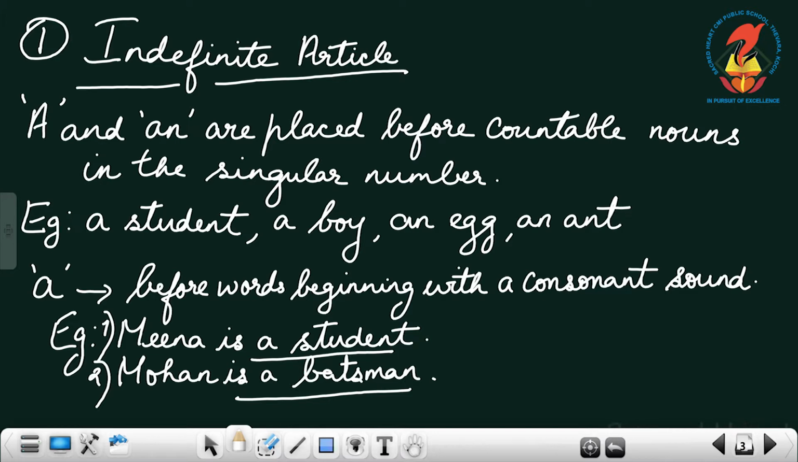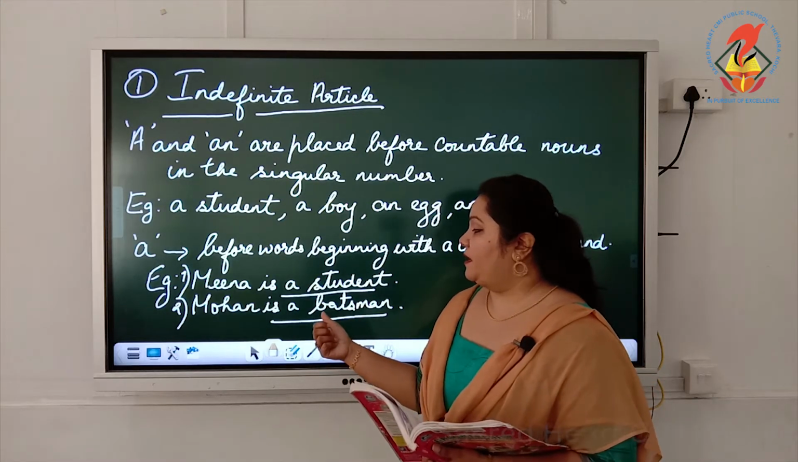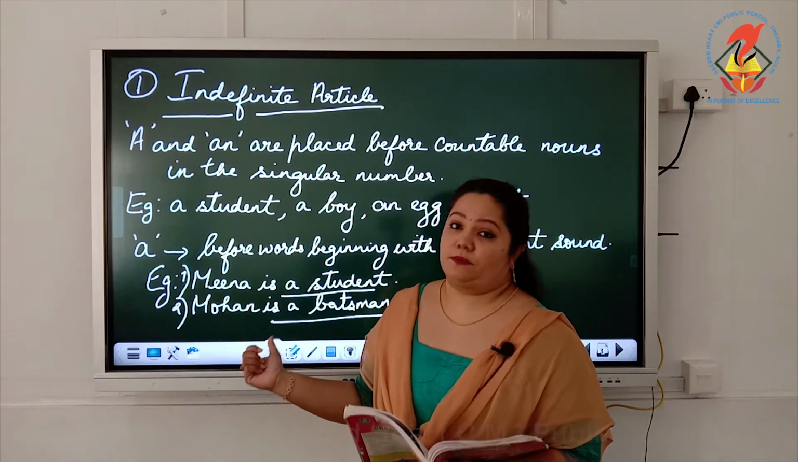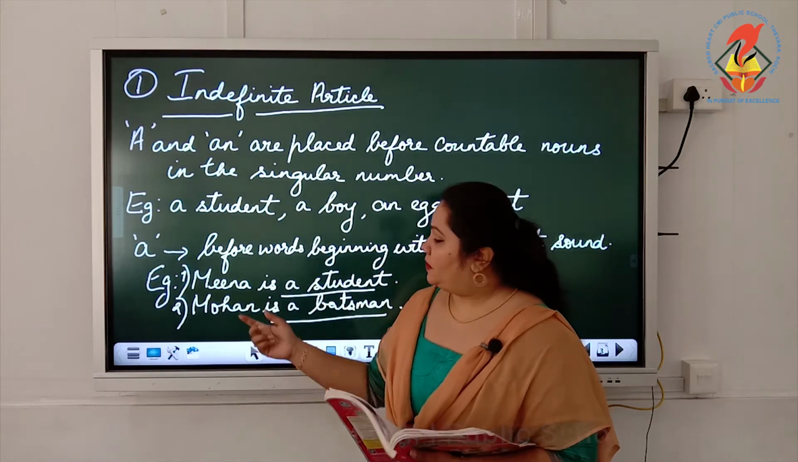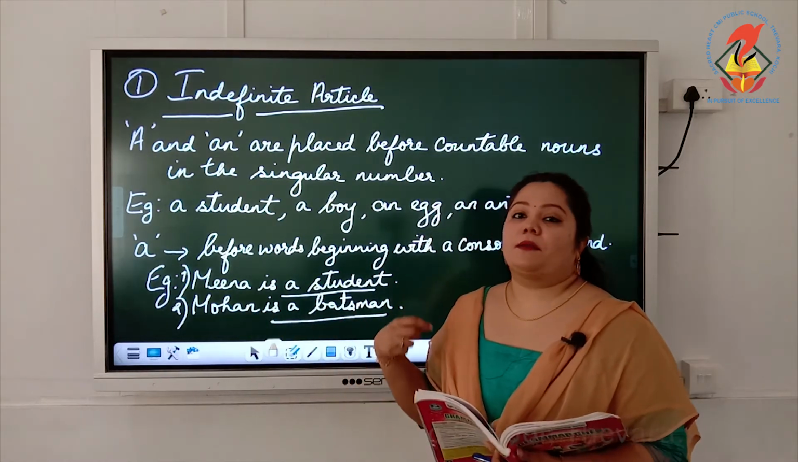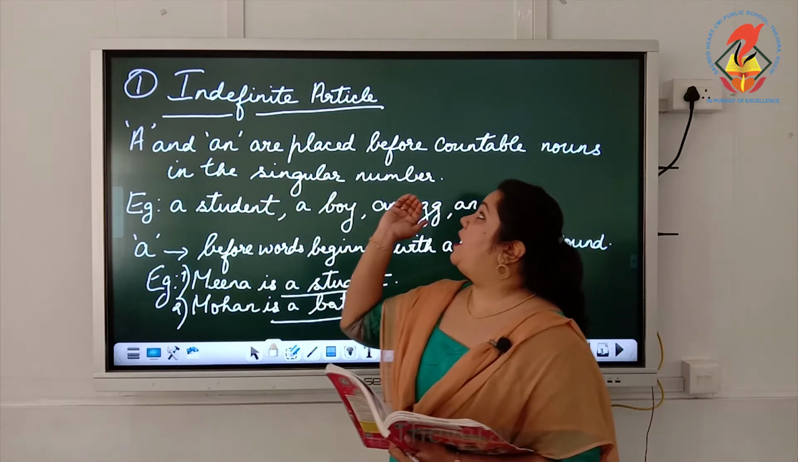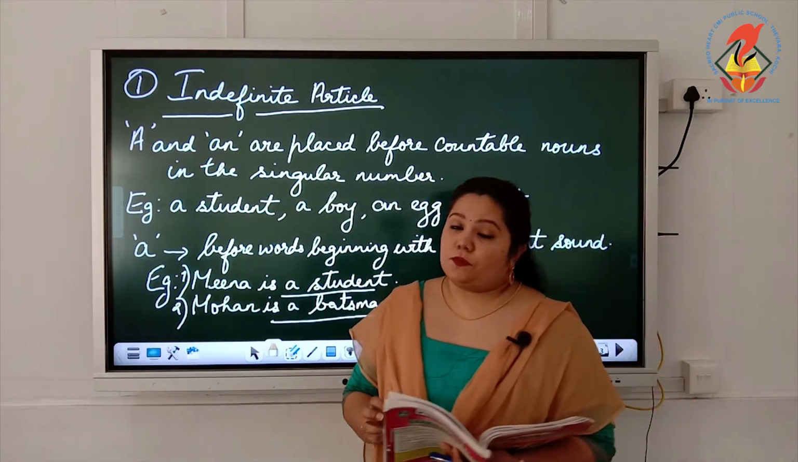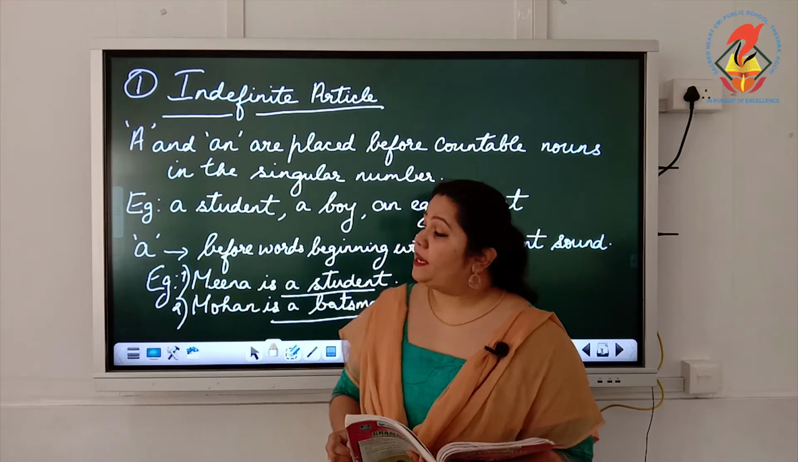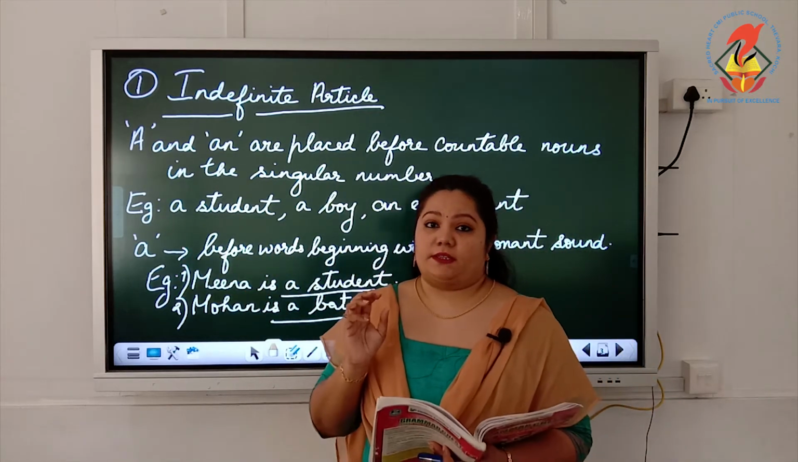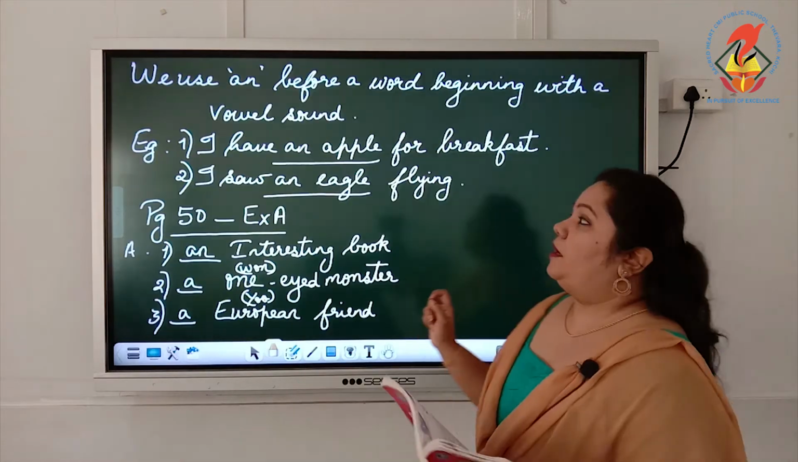Similarly, Mohan is a batsman. The word batsman, B, has a consonant sound. So we use the article a over here. And we say Mohan is a batsman. So basically, articles a and an are placed before countable nouns, and article a is placed before words that have a consonant sound. Alright, now let us see.